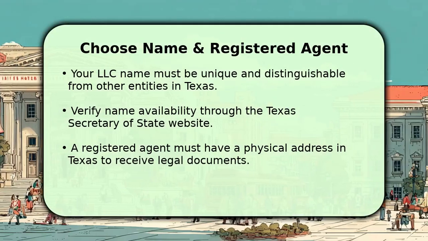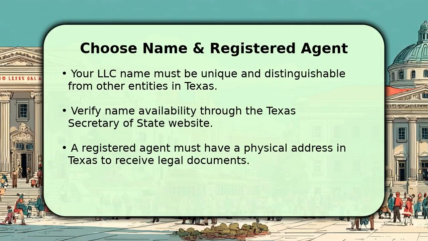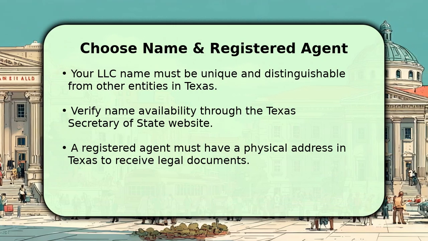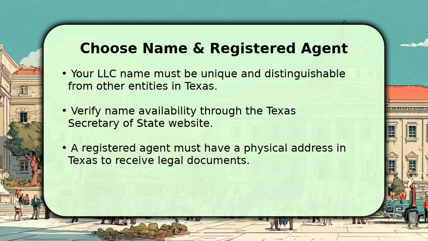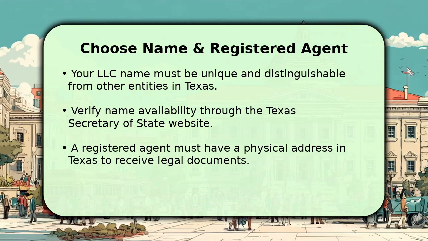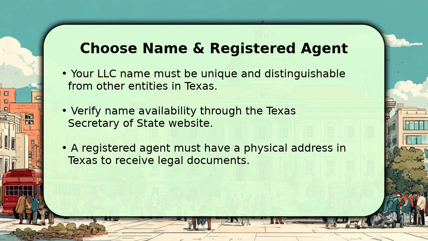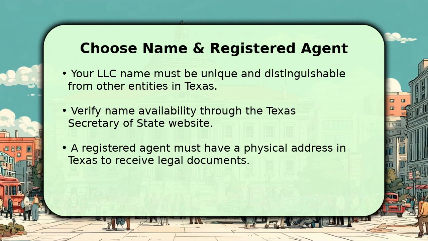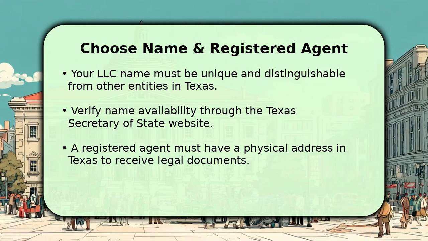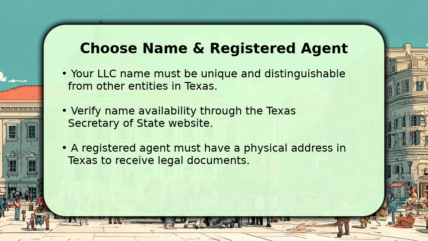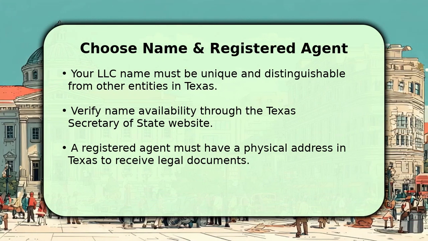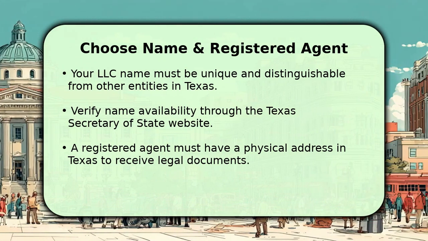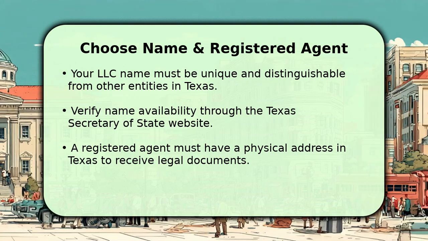First, select a unique name for your LLC and confirm its availability with the Texas Secretary of State. This step ensures your business identity stands out and meets state requirements. Next, you must designate a registered agent who will be responsible for receiving official notices and legal papers on your company's behalf. This agent needs a physical street address within Texas, not just a post office box.